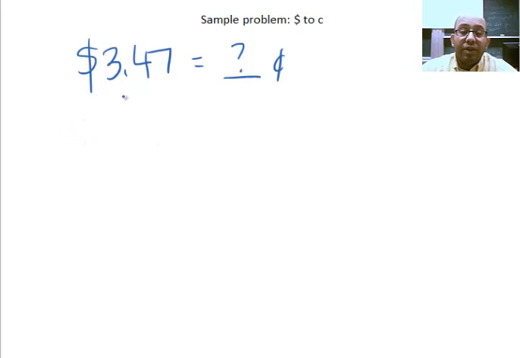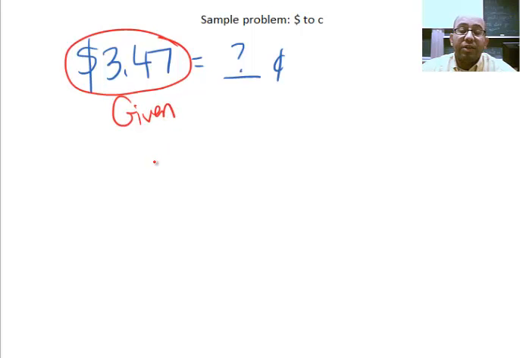So this number over here, $3.47, that's my given. So we always put the given on the left side of a problem, which makes sense because we write left to right. We want to put an equal sign and put cents on the right side. And now we need to figure out how can I get from my given that's on the left side to my answer units, which is on the right side.